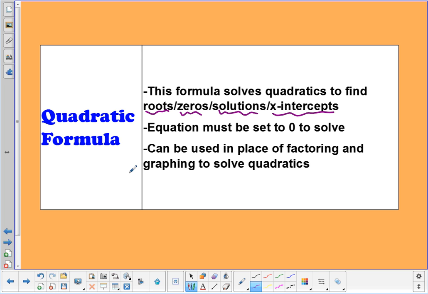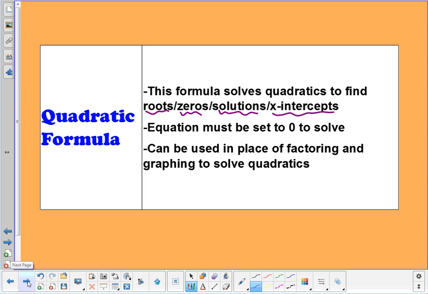The equation has to be set equal to 0 in order to solve. I need everything on one side of the equal sign. So that's a piece that we'll have to work through. And then we can use this in place of factoring and graphing like I talked about on the previous slide. So this is just a third way for us to solve quadratic equations.